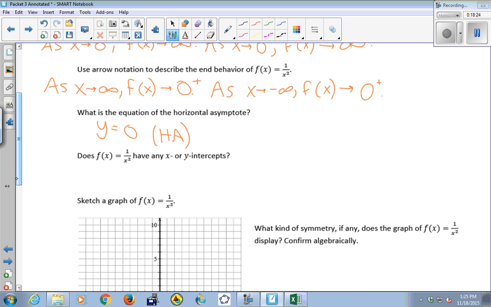Does 1 over x squared have any x or y intercepts? No, you can't plug 0 in for x, so there's no y intercept. Yeah, 1 over x squared can never equal 0. The only way a fraction can equal 0 is if its numerator is 0, and this numerator is always 1. No way to make it 0. So this is nope.